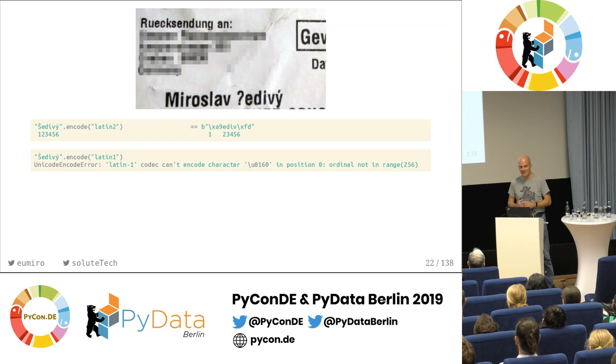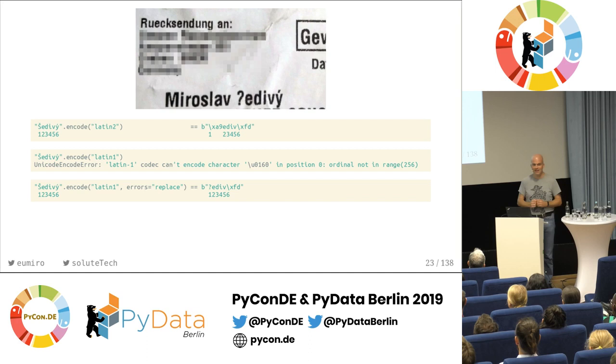But they still manage to send me packages. There is a switch that you can encode in Latin 1, and then you say, okay, if there is an error, don't raise an exception, but replace it. And by default, it will be replaced with a question mark. So actually, you can raise an exception, you can replace it with a question mark, and another possibility is just to skip the character. So this is how it is possible. So please, if you can, use UTF-8.